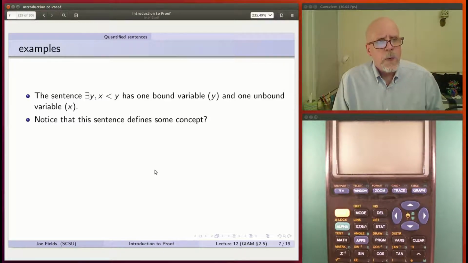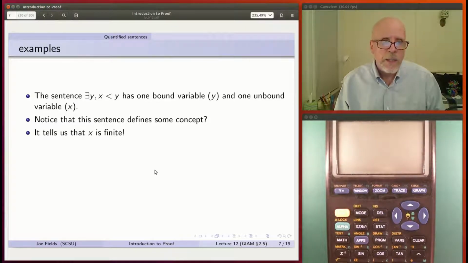There exists y such that x is smaller than y, or maybe I should say such that y is bigger than x? Yeah, actually it does. I don't know if you'll recognize that concept. That's exactly what it is. It tells you that x is finite. Because if it wasn't the case that there was a y that was bigger than x, what would that say about x? It's bigger than every other y. And so, yeah, that would be an infinite number.